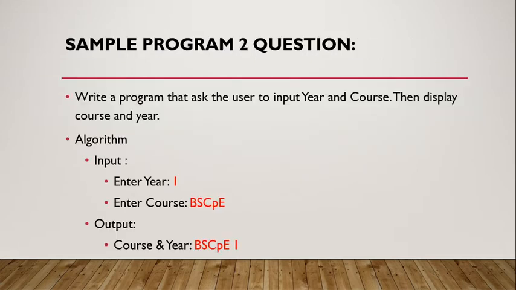Sample program 2 question. Write a program that asks the user to input year and course. Then display course and year. The algorithm for input and output will be: input, it will ask the user to input year and course. So, let's assume this will be the sequence for the input. Enter year, 1. Enter course, BSCPE. Output, it will display course and year, BSCPE1. It will combine the two strings.